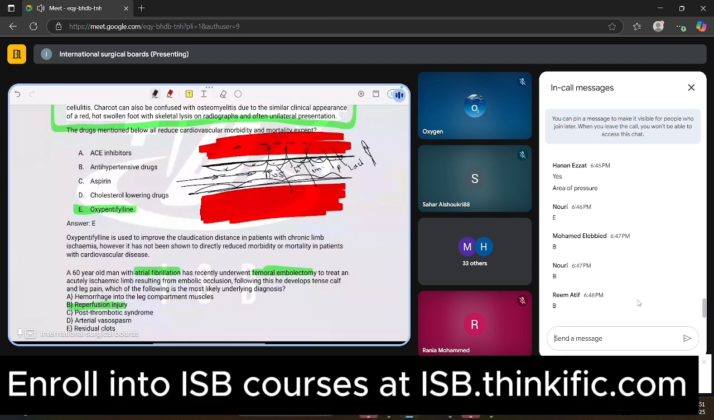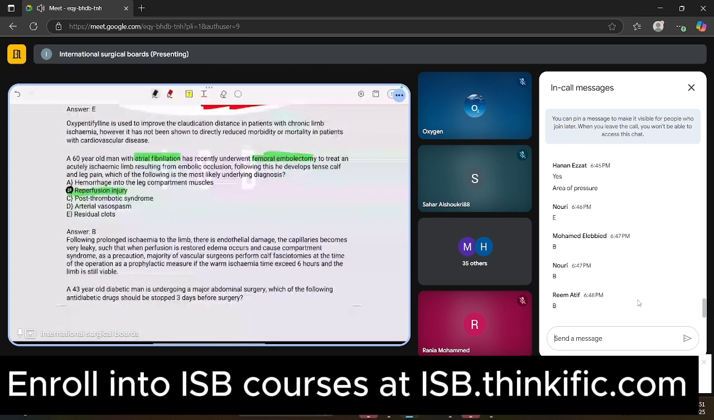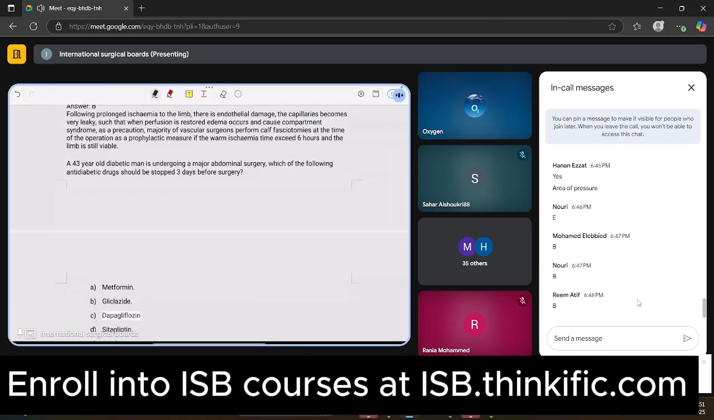Those patients that have been presenting with prolonged ischemic limbs, most vascular surgeons perform prophylactic fasciotomies. I've explained in the vascular surgery lecture, in detail, when to do it and when not to do it. Okay? So it's reperfusion injury, definitely. Perfect. Let's look at the next question.